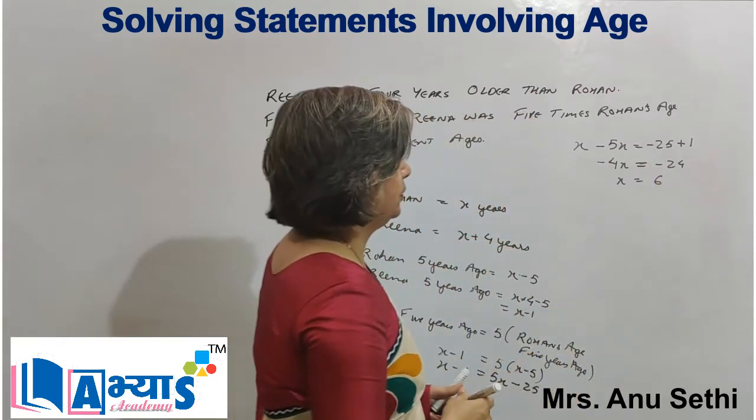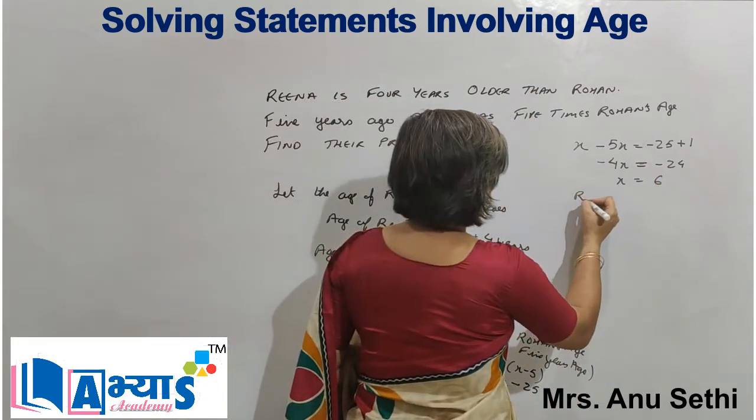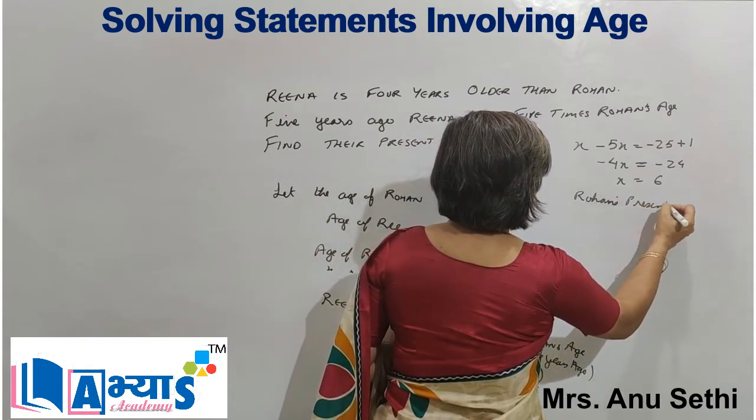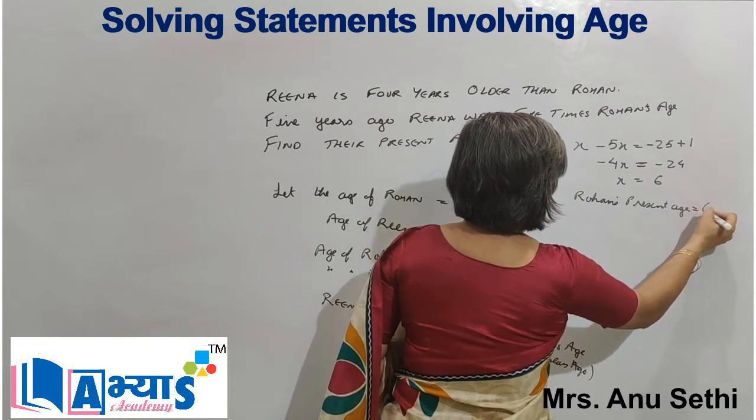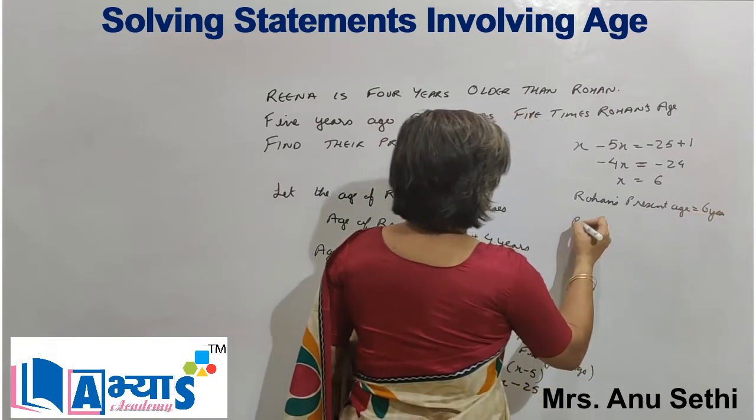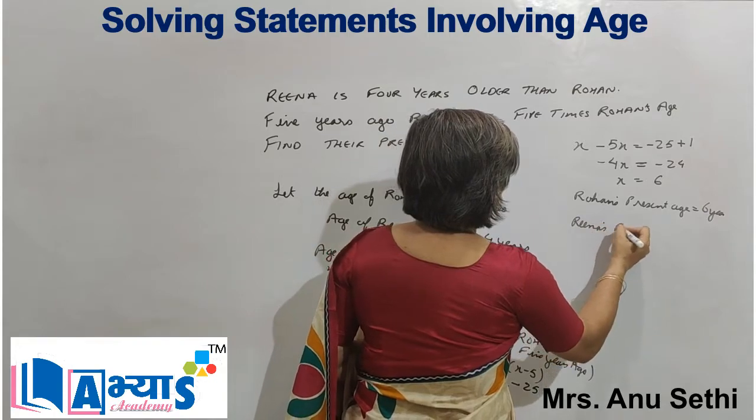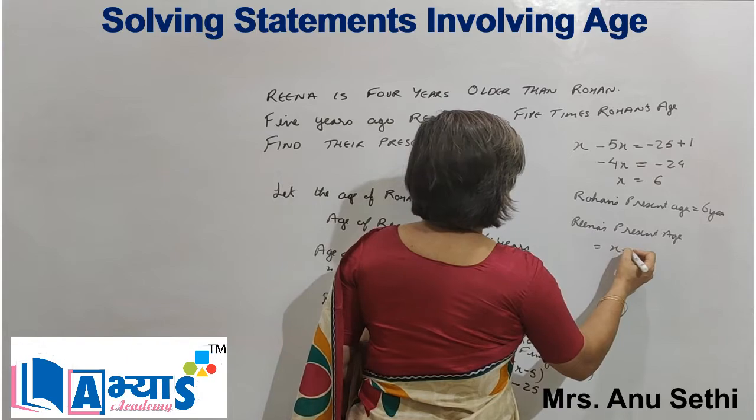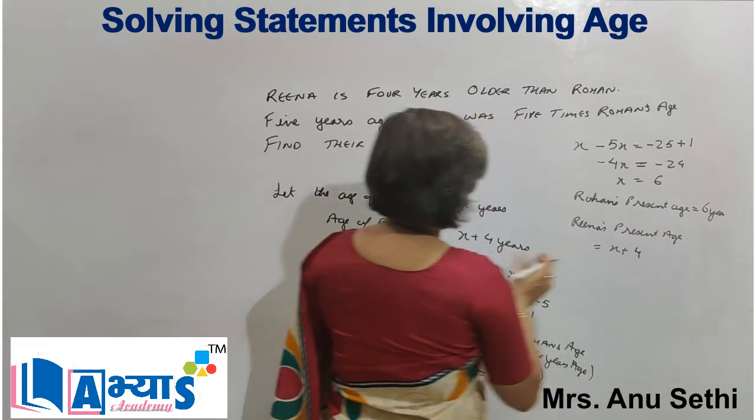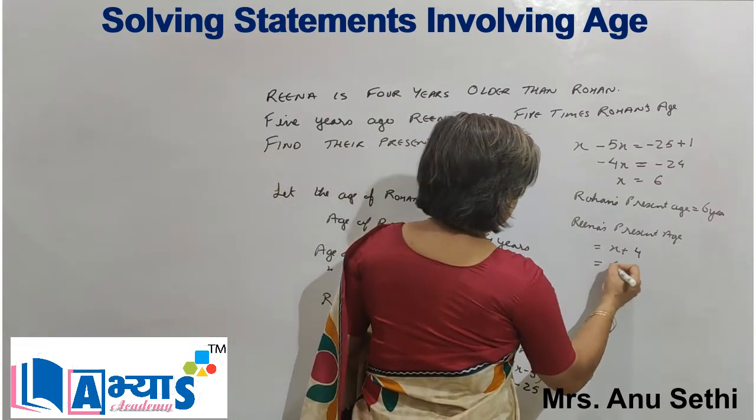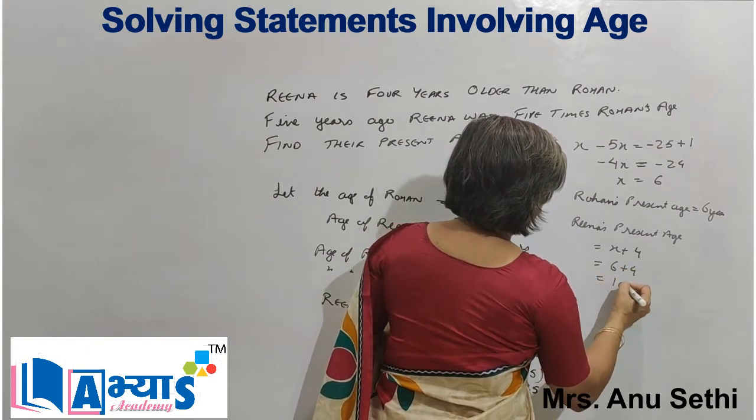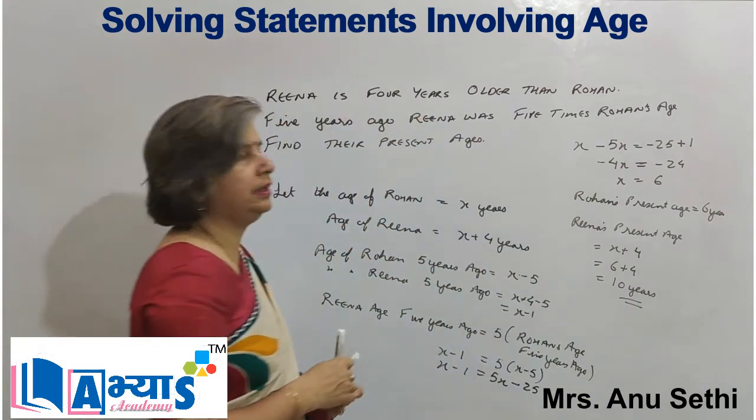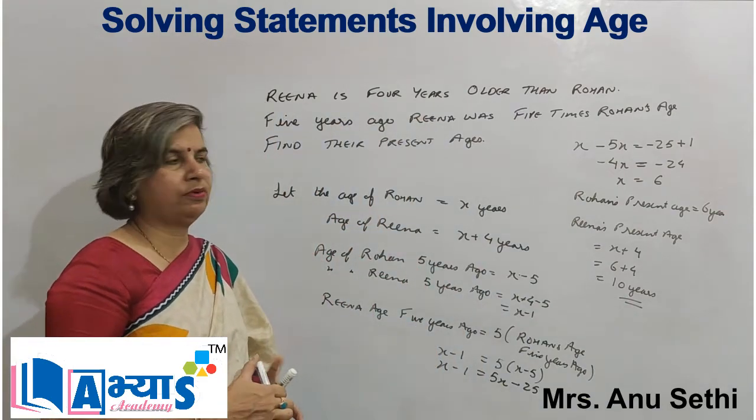So Rohan's present age is equal to 6 years, and Reena's present age is equal to x plus 4, that means 6 plus 4 or 10 years. So this is how we can solve such type of questions.